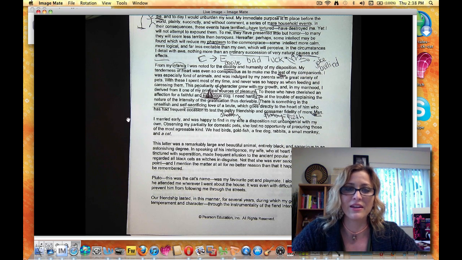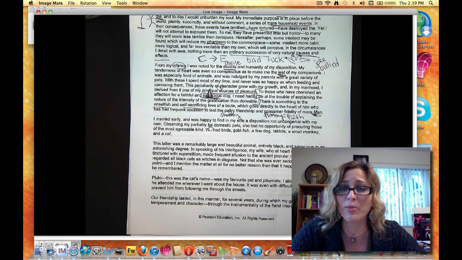And he goes on in the next paragraph to say, "I married early, and I was happy to find in my wife a disposition not uncongenial with my own. Observing my partiality for domestic pets, she lost no opportunity of procuring those of the most agreeable kind. We had birds, fish, a fine dog, rabbits, a small monkey, and a cat."